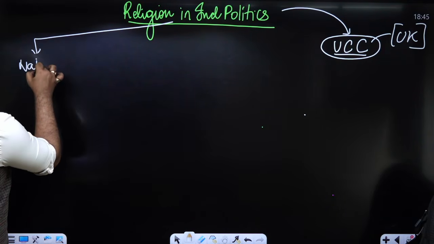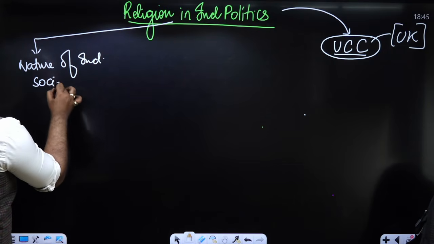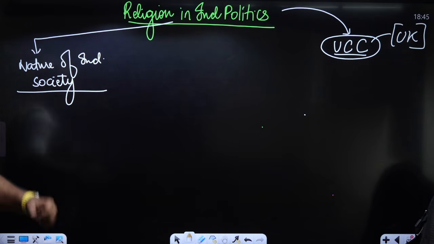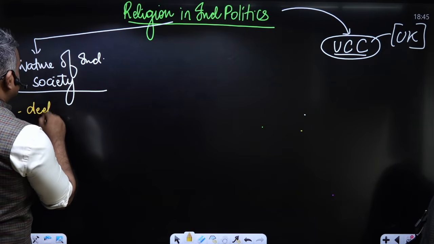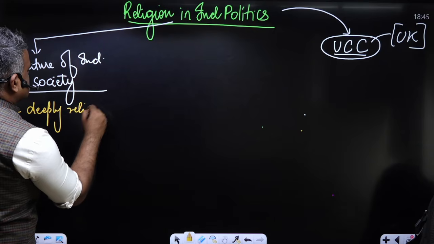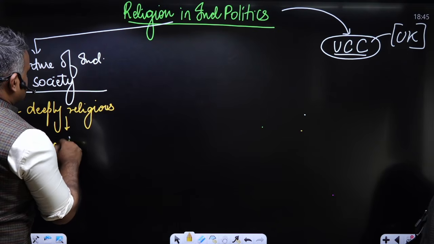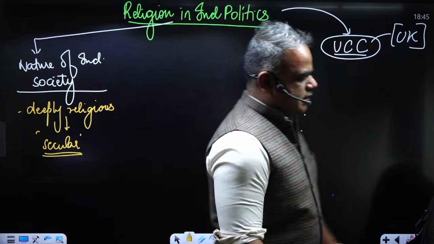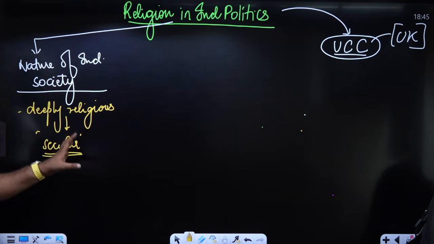the nature. First, I'll tell you not the nature of the Indian state, but first the nature of Indian society. Right? What is the nature of Indian society? Deeply religious. And despite being deeply religious, we became a secular state. We did not become a theocratic state. Yes. And in fact, when I say we became a secular state, our interpretation, if you again recall, of secularism is very different. Yes or no?